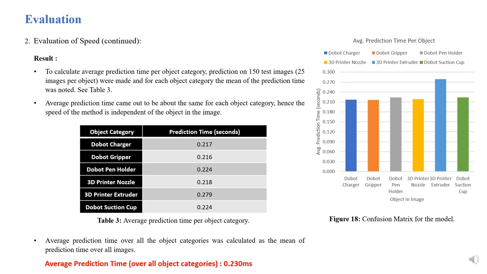The average prediction time came out to be about the same for each object. Hence, the speed of the method is independent of the object in the image. The average prediction time over all the object categories was calculated as the mean of the prediction time over all images. This came out to be 0.23 seconds.